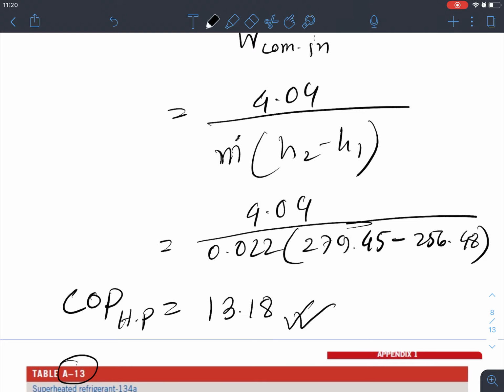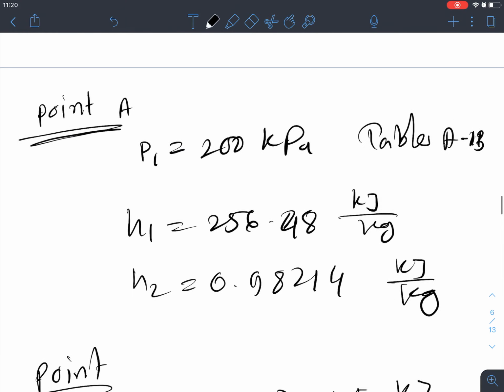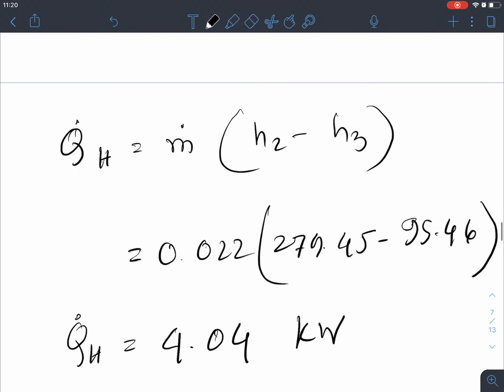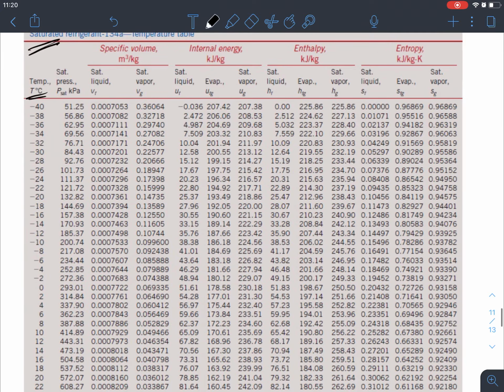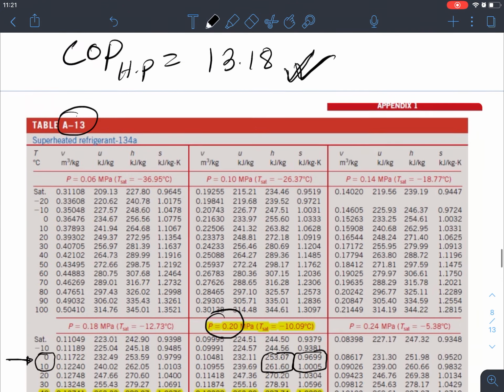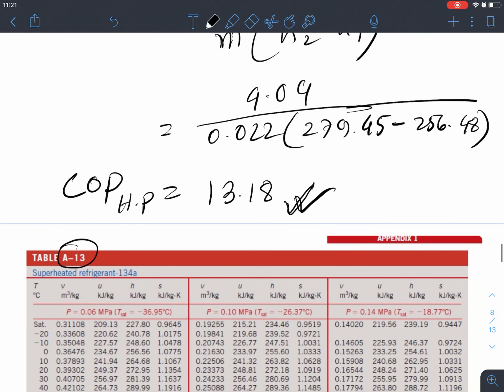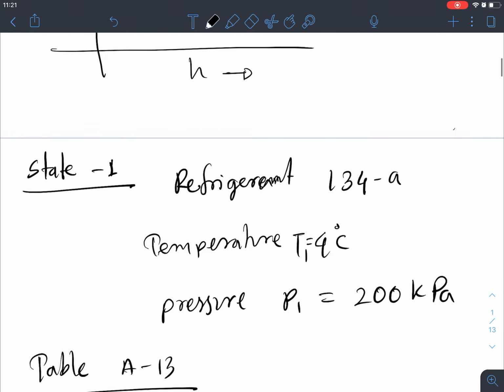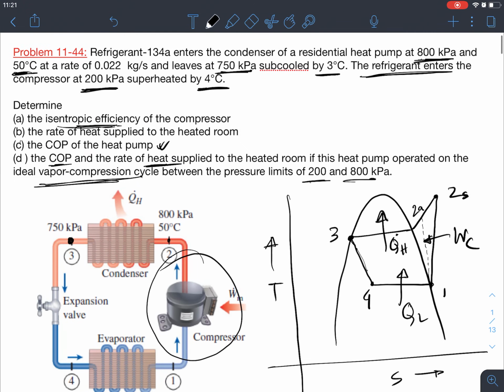13.18. So in the ideal case, the coefficient of performance is high compared to the actual case. We can see that the coefficient of performance is 6.5, whereas in the ideal case it is 13.18, right? So that's the difference between the ideal and actual cycle, and that's all about this problem. Thanks for watching this video. We'll come back with a new topic and new problem.